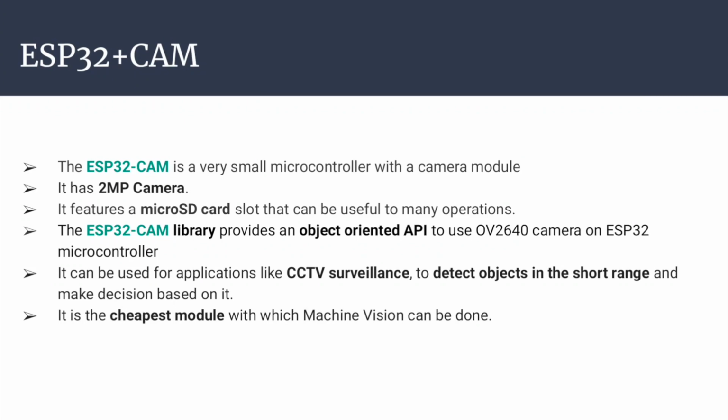So it is usually used for applications like CCTV surveillance and to detect objects in the short range. So we have used it in order to detect motion. It is basically a very cheap module, and machine vision can easily be done with it.